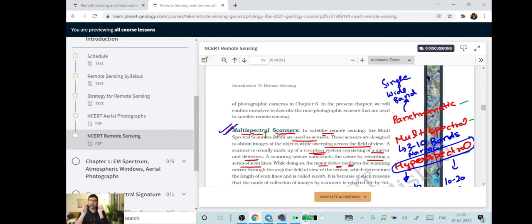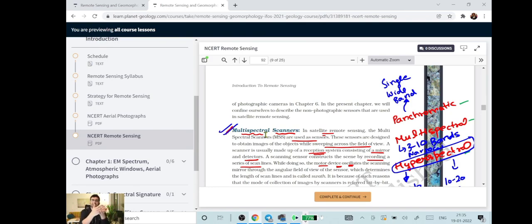So panchromatic is like a black and white image. Multispectral is a colored image, because there you have red, green, blue. Hyperspectral is where you will have basically thousands of bands. For example, a colored camera has only 3 bands: red, green, blue. That will give you a colored image. Some remote sensing satellites can have 7, 8 bands.